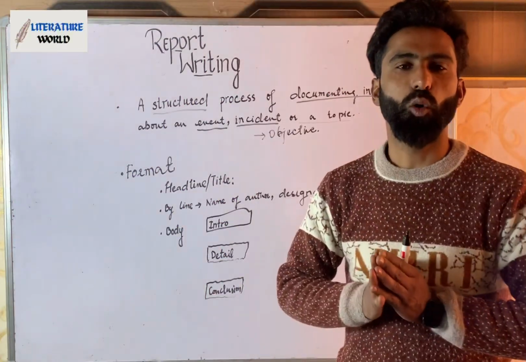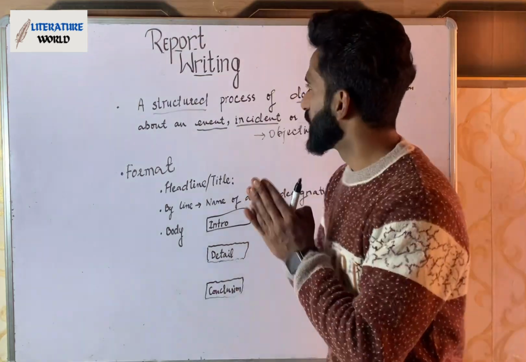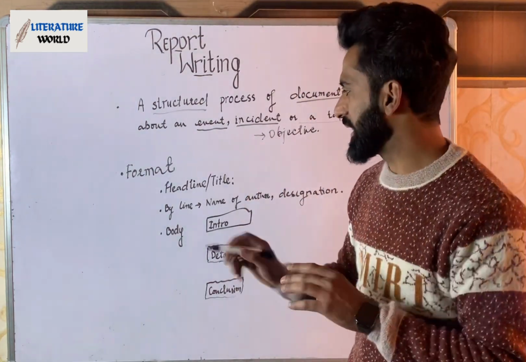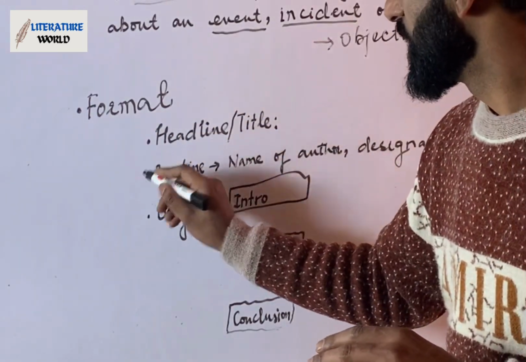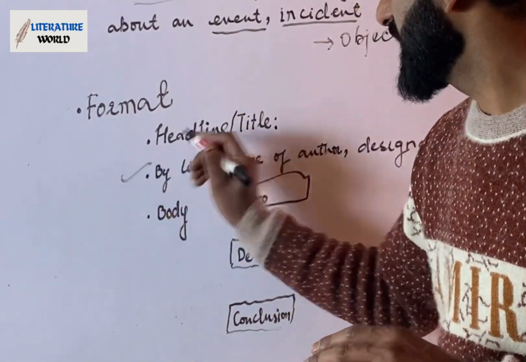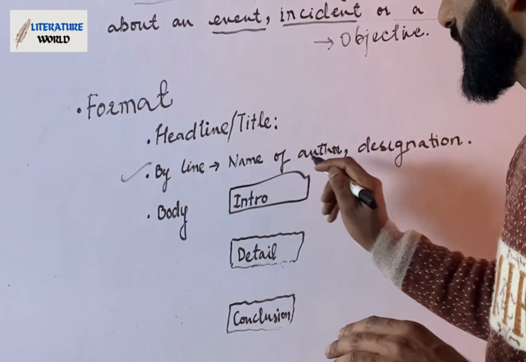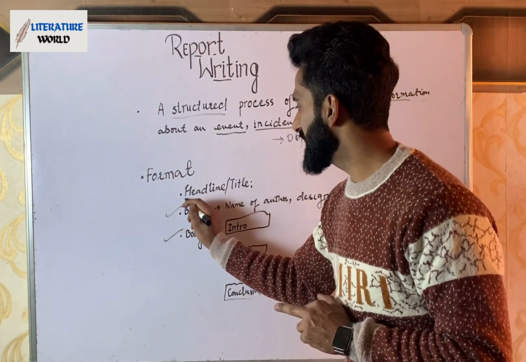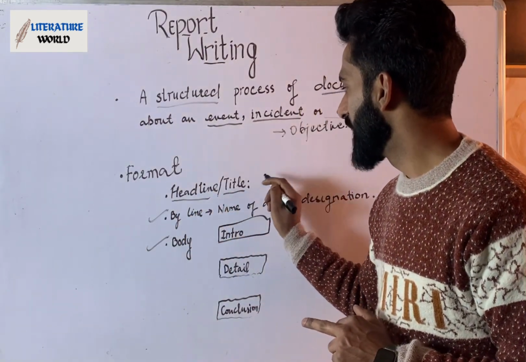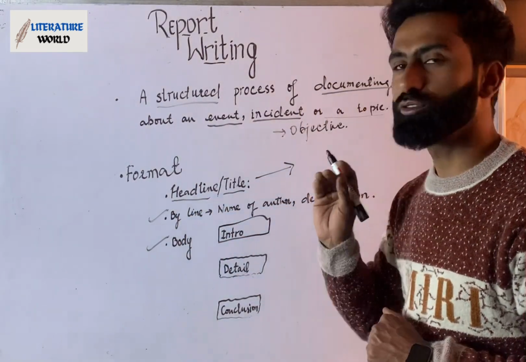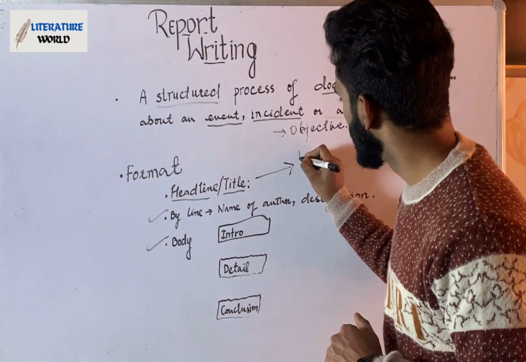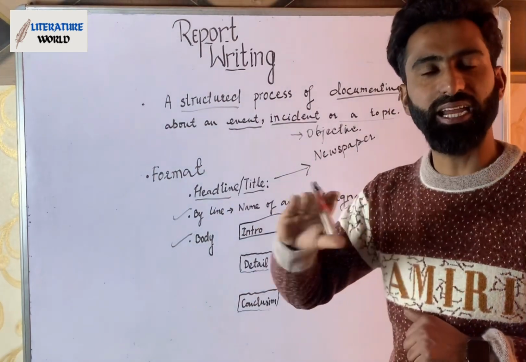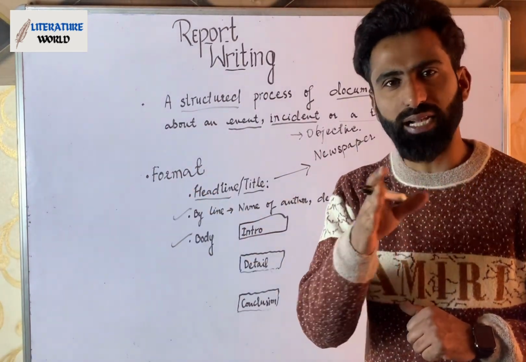Now let's learn what is the format of report writing. Remember three things about formatting: headline or title, byline or the name of the author, and the body. So let's talk about them one by one. So the first thing is headline or title. Remember, dear students, you might have to write a report for a newspaper. So for that, headline is necessary. You know how headlines are written.